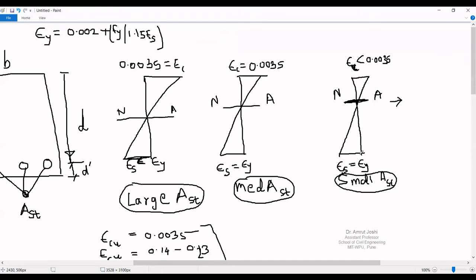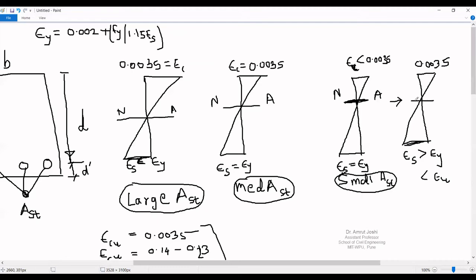It is not going to give away. Therefore, steel will keep on yielding, its strain will go on increasing without increase in stress. And finally, this value of compressive strain on extreme compression fibers will reach 0.0035, and this strain will be greater than yield strain but less than ultimate strain. At that time, the failure is going to occur.